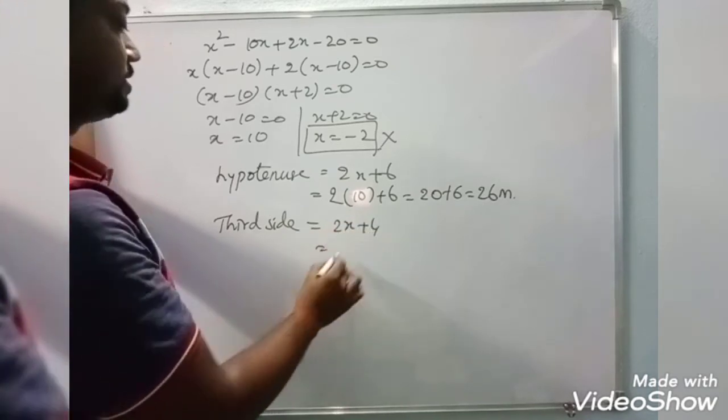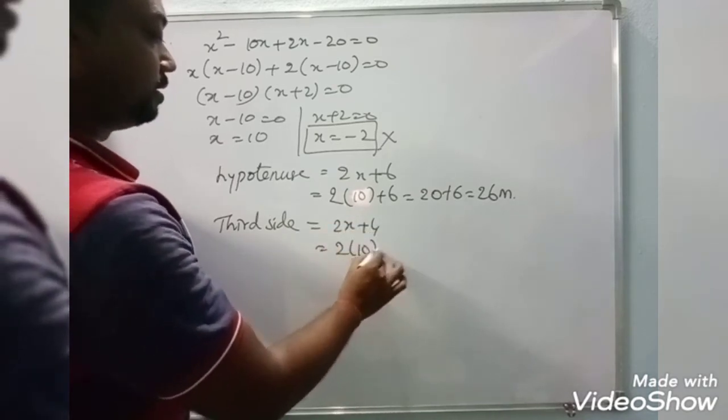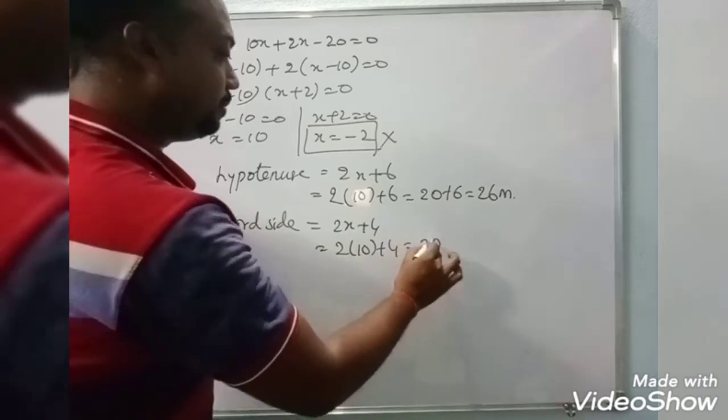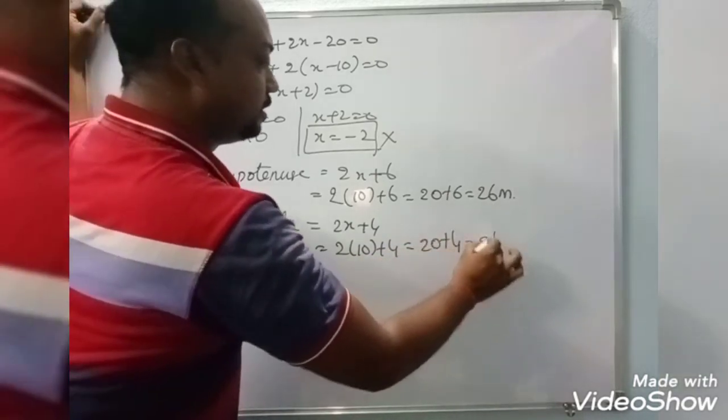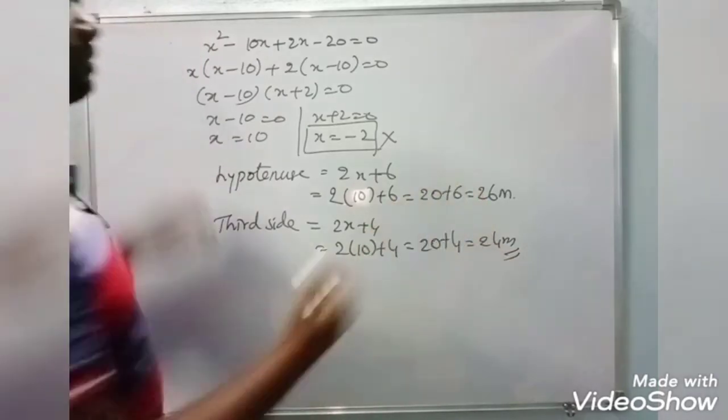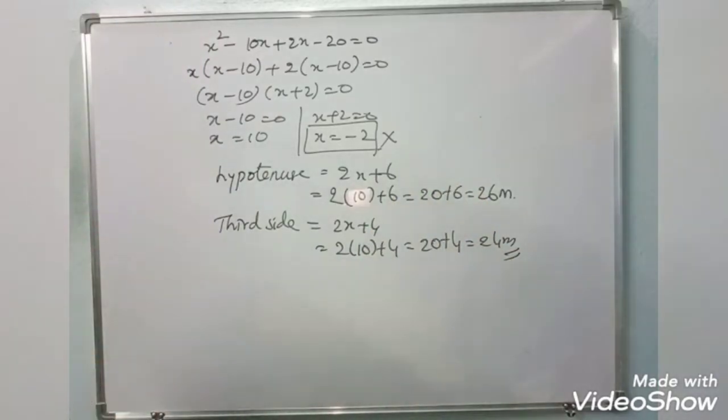Now in the place of x, if I substitute 10, what will you get here? 20 plus 4 is nothing but 24 meters. So like this we are finding our hypotenuse as well as the third side if the side is given as 10.